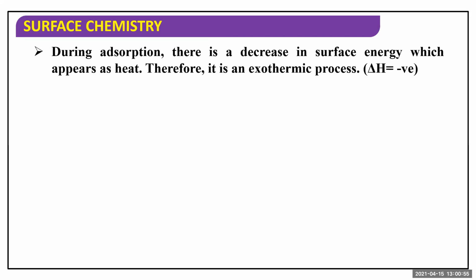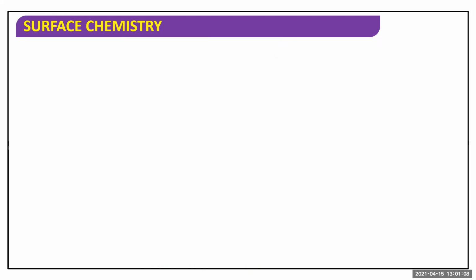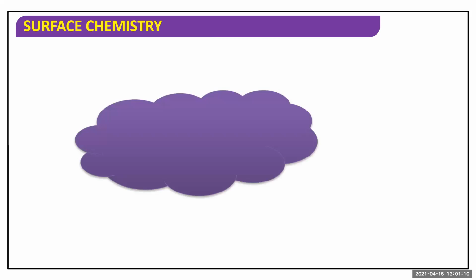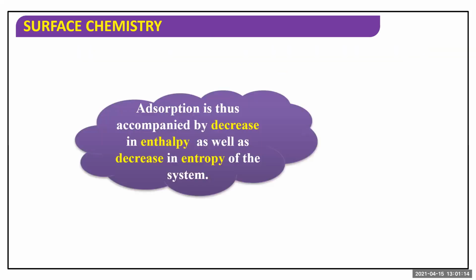During adsorption, there is a decrease in surface energy which appears as heat, therefore it is an exothermic process. That means delta H is negative. So adsorption is thus accompanied by a decrease in enthalpy as well as a decrease in entropy of the system.